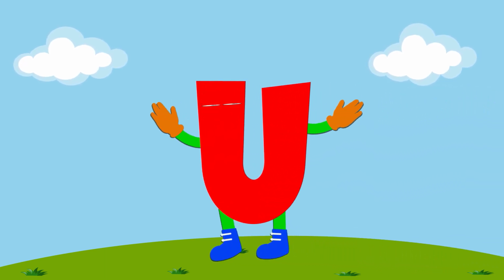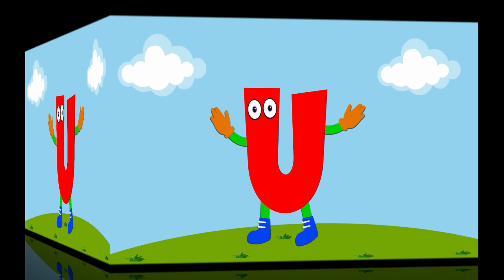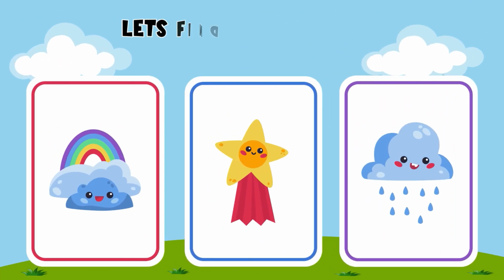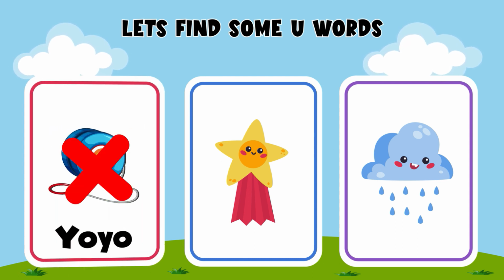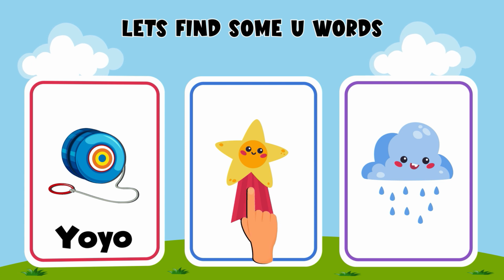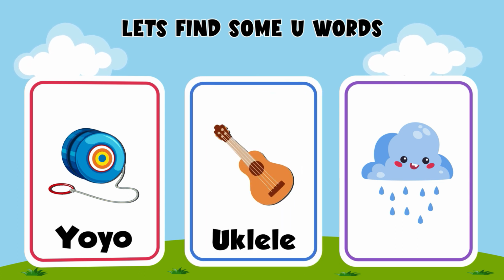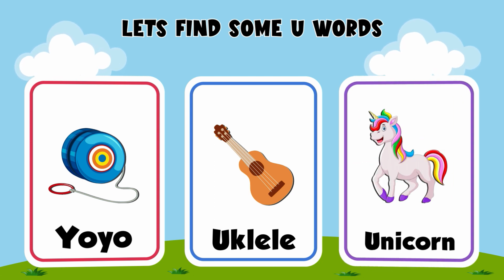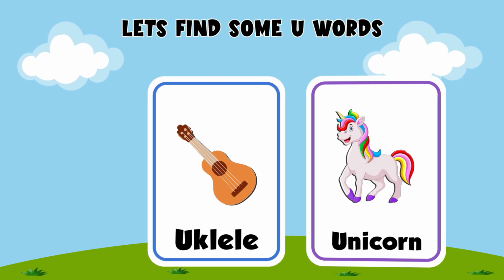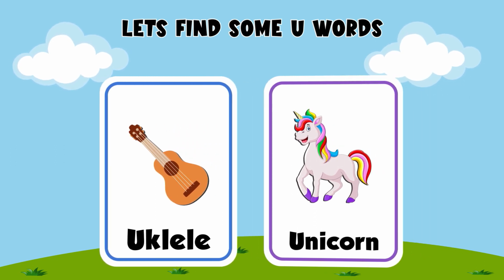This is alphabet U. Let's find some U words. Yo-yo, ukulele, unicorn. U, ukulele. U, unicorn.